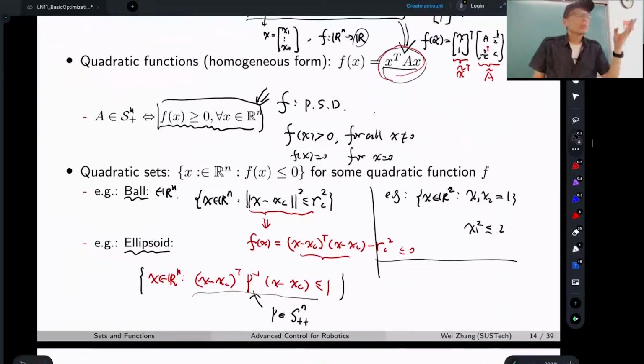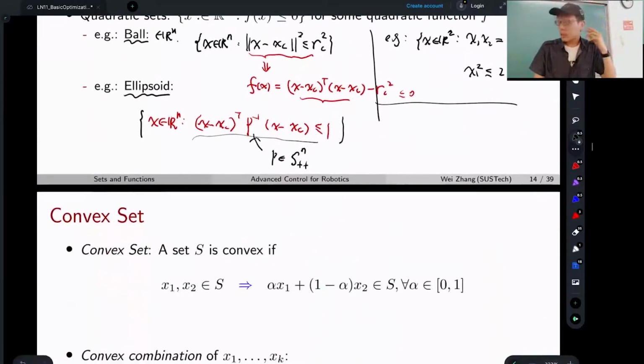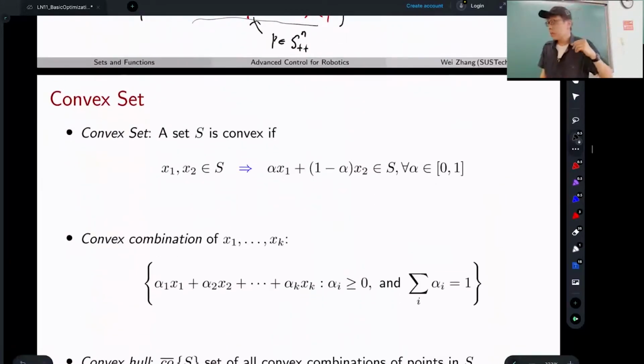I introduced affine function, quadratic function, affine set, linear affine set, or quadratic set. There are many variations of them. We don't need to enumerate all of them. The next bigger class, let's call that convex sets and convex functions. Let's first give a definition of a convex set. I think many students know about this.